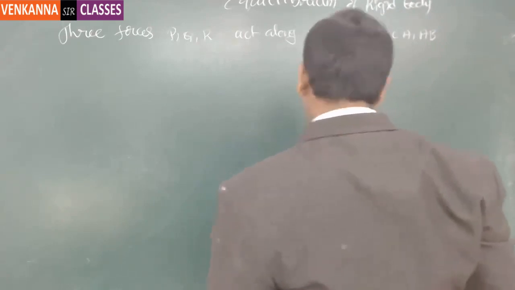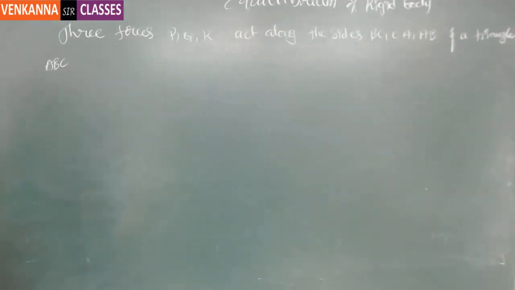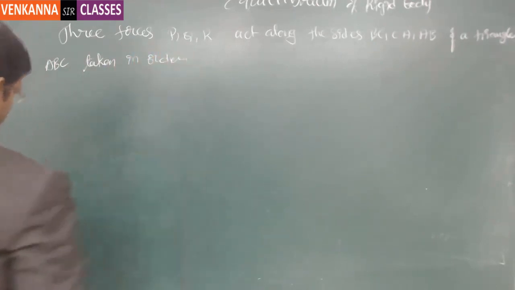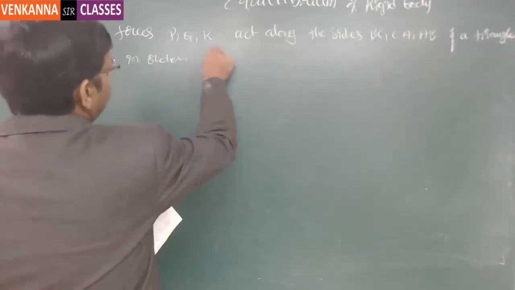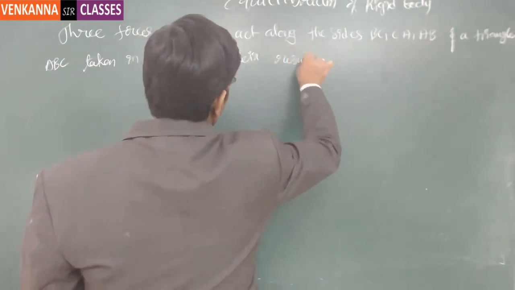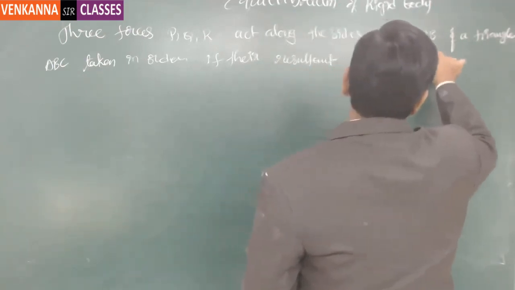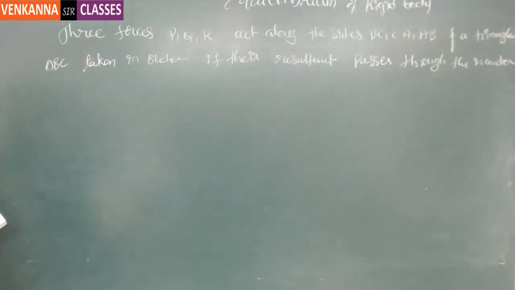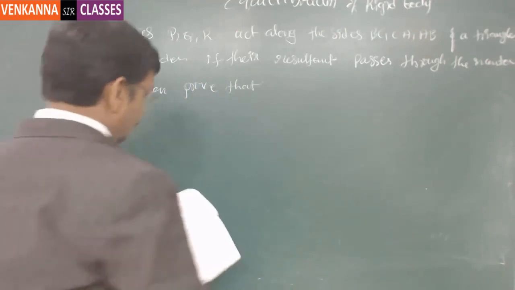BC, CA, AB of a triangle ABC, taken in order. If the resultant passes through the incenter of triangle ABC, then prove that P plus Q plus R equal to 0.